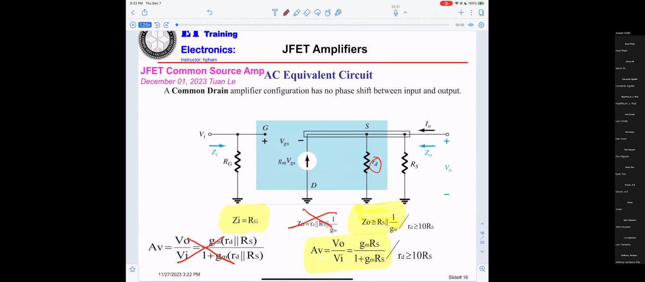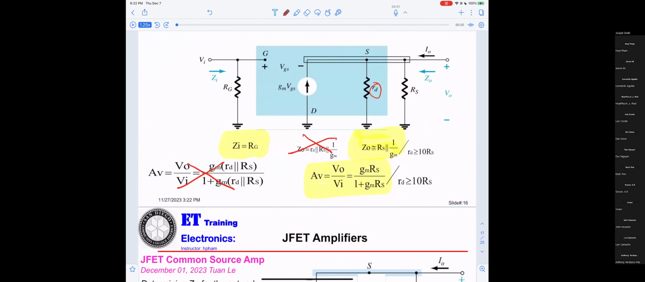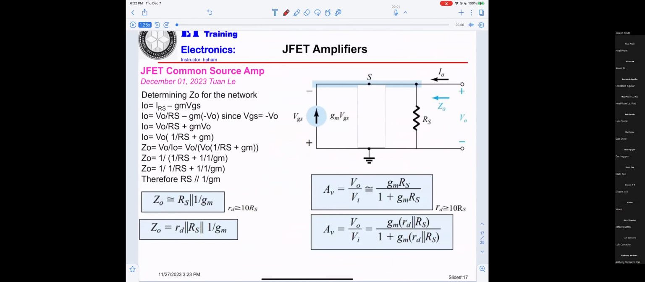Same thing on that guy. Yeah, the drain goes to the ground. That's still common drain. Okay? I will modify that. Okay? That will be common drain.